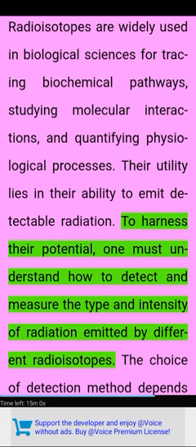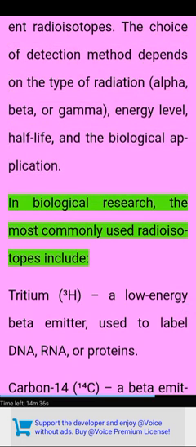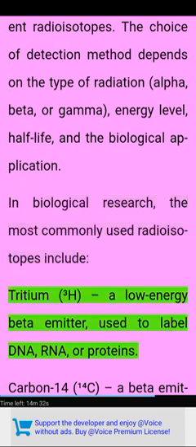different radioisotopes. The choice of detection method depends on the type of radiation, alpha, beta, or gamma, energy level, half-life, and the biological application. In biological research, the most commonly used radioisotopes include tritium, ³H, a low-energy beta emitter, used to label DNA, RNA, or proteins.